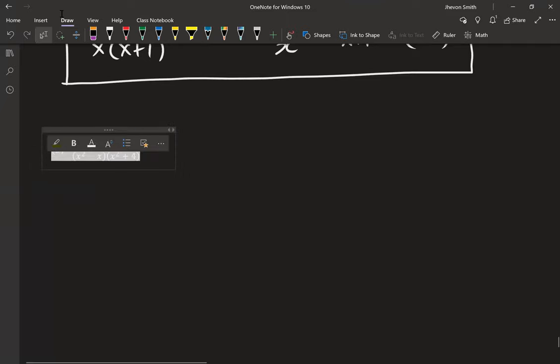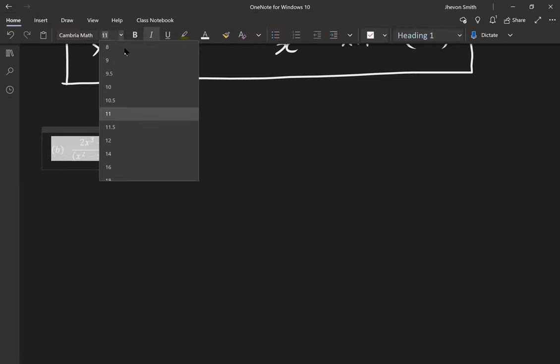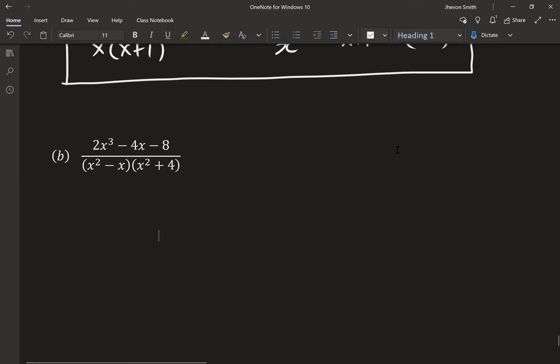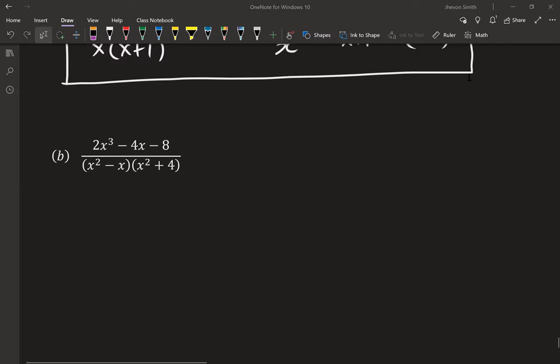All right, what about this one? What did you guys do here? So the degree of the numerator is smaller than the degree of the denominator, because the denominator is degree 4, the numerator is degree 3. So what do we want to do here? Break up the fraction into smaller pieces? Nope, not yet.